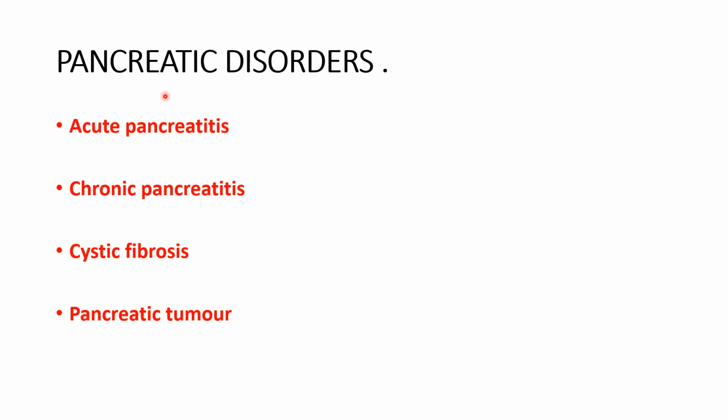So now we will see a few disorders of the pancreas. The common disorders are acute pancreatitis, chronic pancreatitis, cystic fibrosis, and pancreatic tumor. Acute pancreatitis is an acute inflammatory disease of the pancreas which results from autodigestion of pancreatic tissue by the proteolytic enzymes which leak out of acini and are activated within the pancreas. Patients usually present with acute pain in the upper abdomen, nausea, and vomiting. So it is a serious disease and may be fatal sometimes.